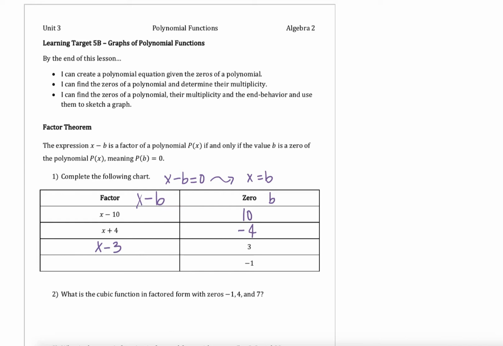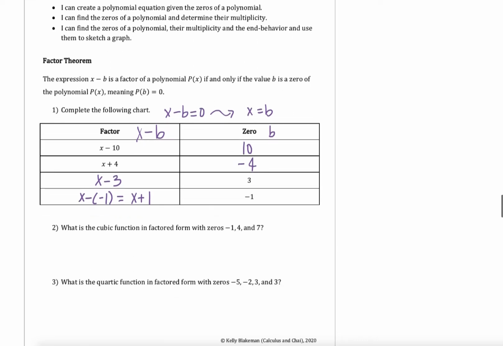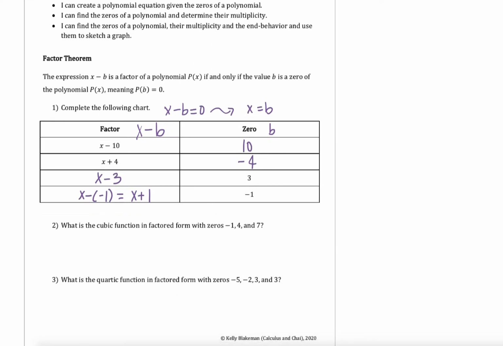Likewise, if my zero is negative 1 for my polynomial, then I would get x minus a negative 1. We can, of course, simplify that down to be x plus 1 as my corresponding factor. And the reason this is going to be helpful is that sometimes we're asked to create a polynomial from some given information. So let's look at our first two examples here. In example 2, it says, what is the cubic function in factored form with zeros negative 1, 4, and 7?